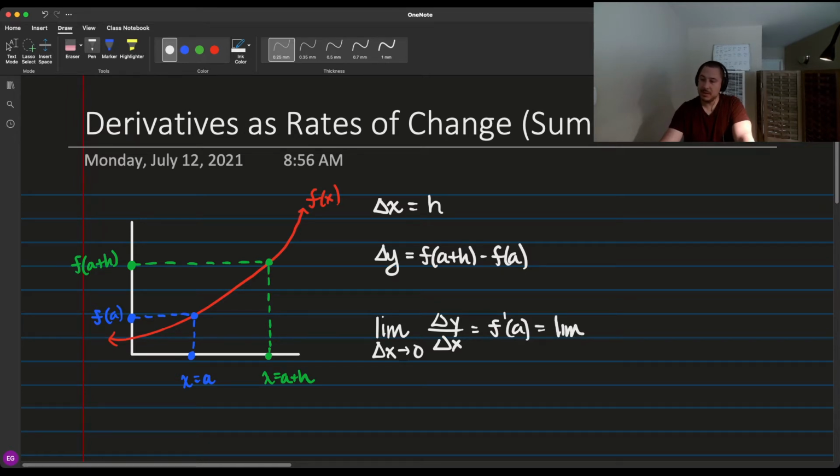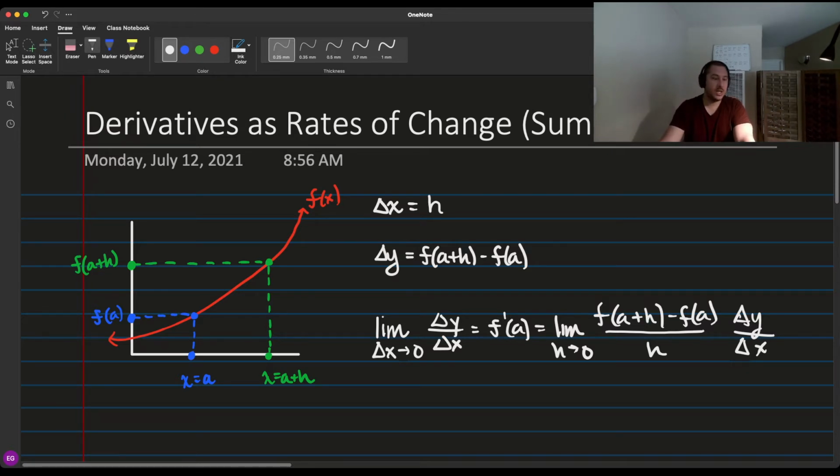The limit as h goes to 0 of f of a plus h minus f of a all over h, right? This one is your delta y. This one is your delta x. Okay, so they have names. Delta x is the change in the x value. Delta y is the change in the y value. Okay, so the top part is change in y, bottom part is change in x.